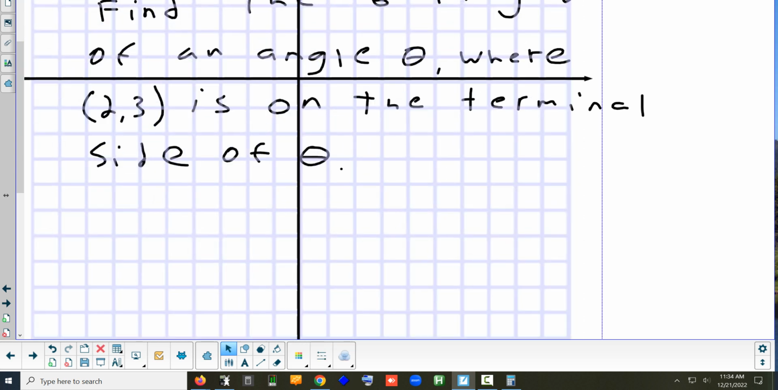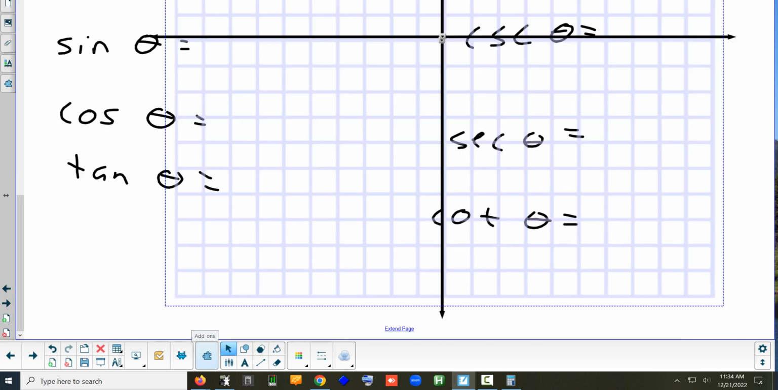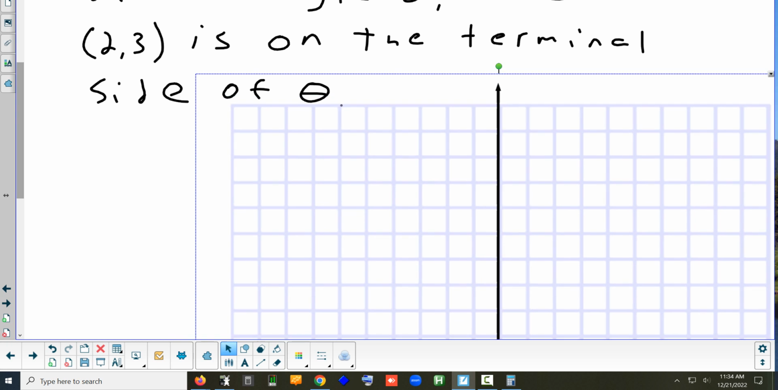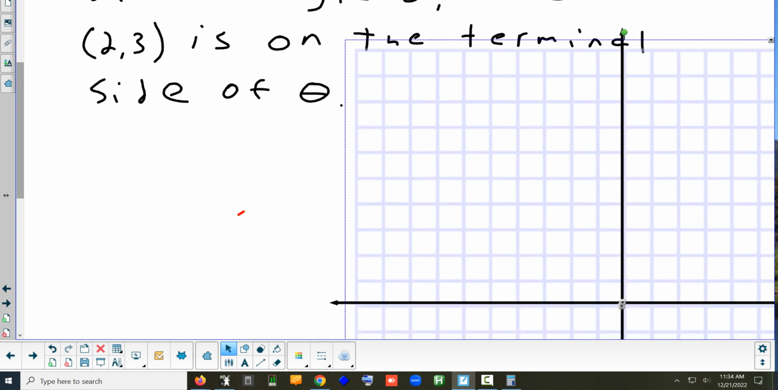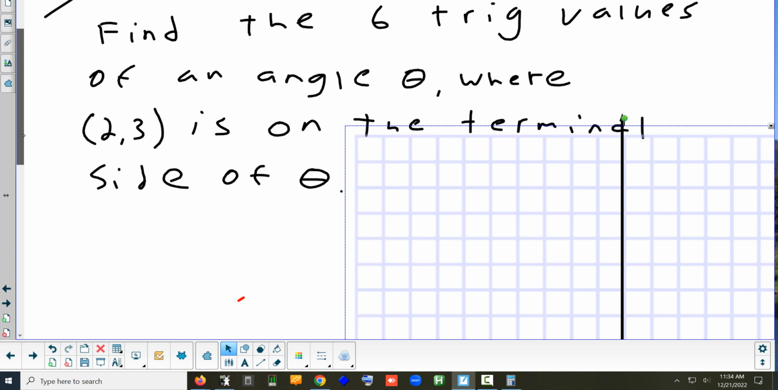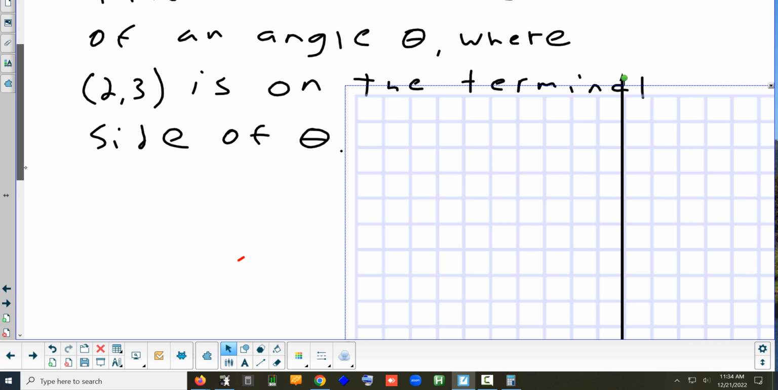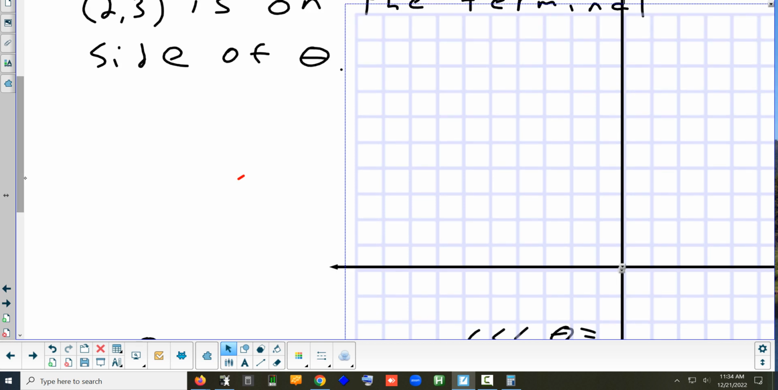Try to make my grid a little bigger for you. See if I can. I think I can fit it over there. So it says the point (2, 3) is on the terminal side. Okay, so (2, 3) is on the terminal side of my angle. So I have an angle, essentially, like that. And I'll draw it in red so you can see it.